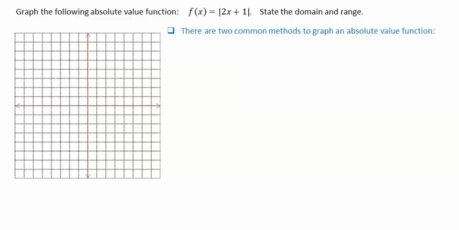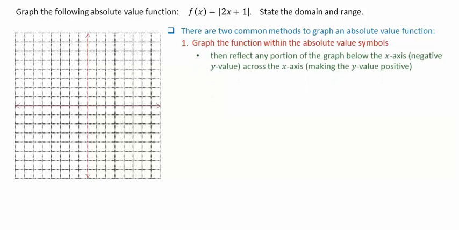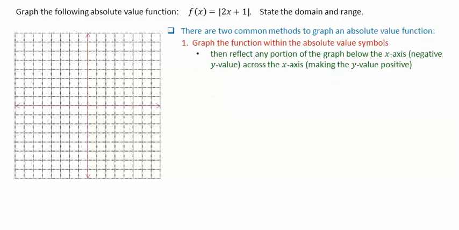There are two common methods used to graph an absolute value function. First, we can graph the function within the absolute value symbols and then reflect any portion of the graph that is below the x-axis, corresponding to a negative y value, across the x-axis, making the y value positive. This can only be used, however, if the entire function is within an absolute value symbol.